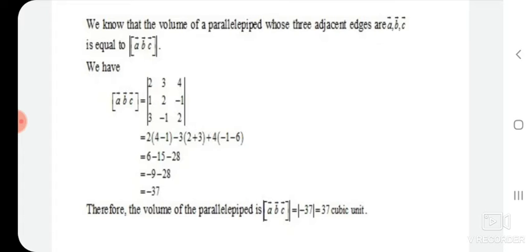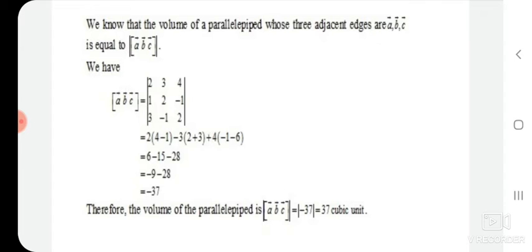If we solve this determinant, 2 remains as it is: 2 into (2 times 2 minus minus 1 times minus 1), minus 3 into (1 times 2 minus minus 1 times 3), plus 4 into (1 times minus 1 minus 2 times 3). That gives 6 minus 15 minus 28, which is minus 9 minus 28, giving minus 37.